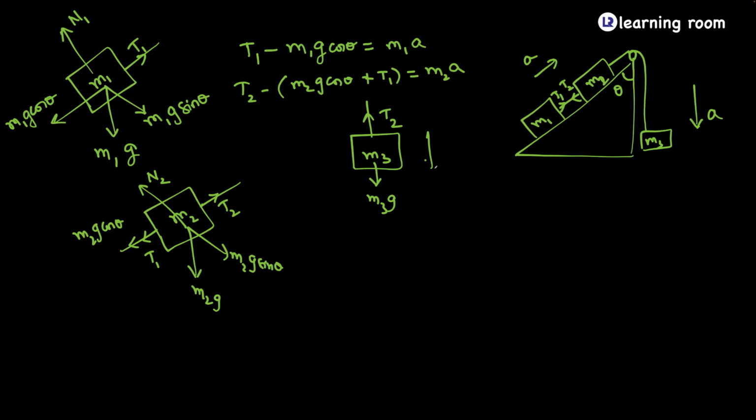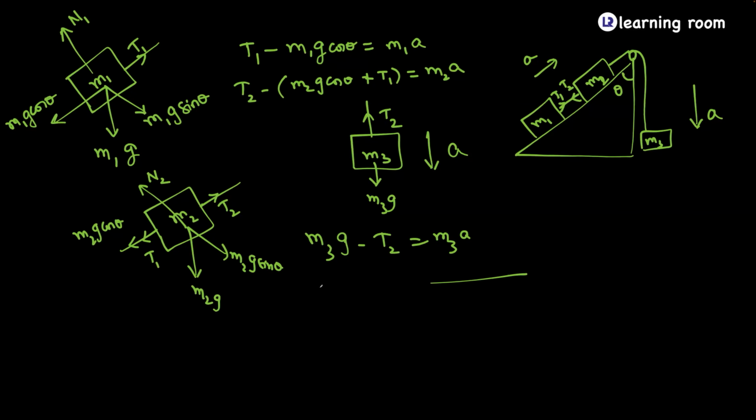So what is the equation for this? It is moving downward. Can you tell me? Which is dominating among these two? Acceleration will tell that. M3G is greater than T2. So M3G minus T2 is equal to M3 into A. Is the point clear? Right? So you need to solve these three equations to get the final answer.